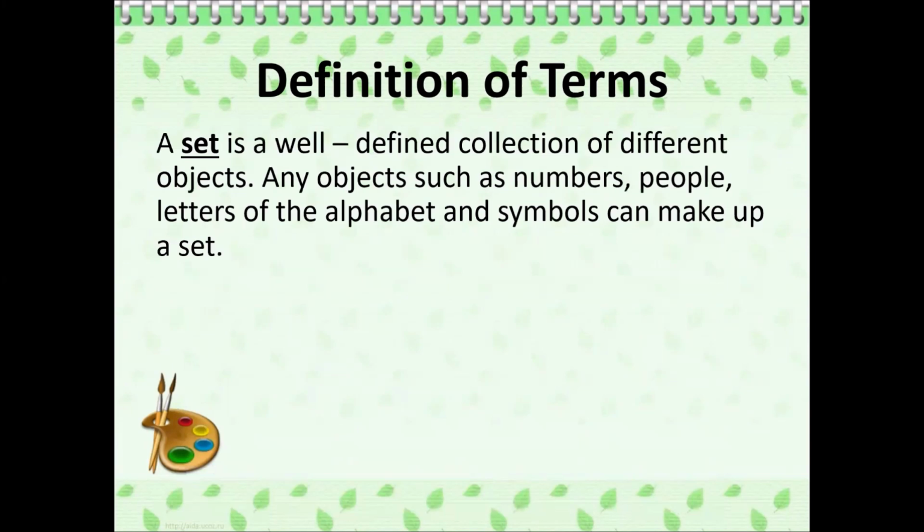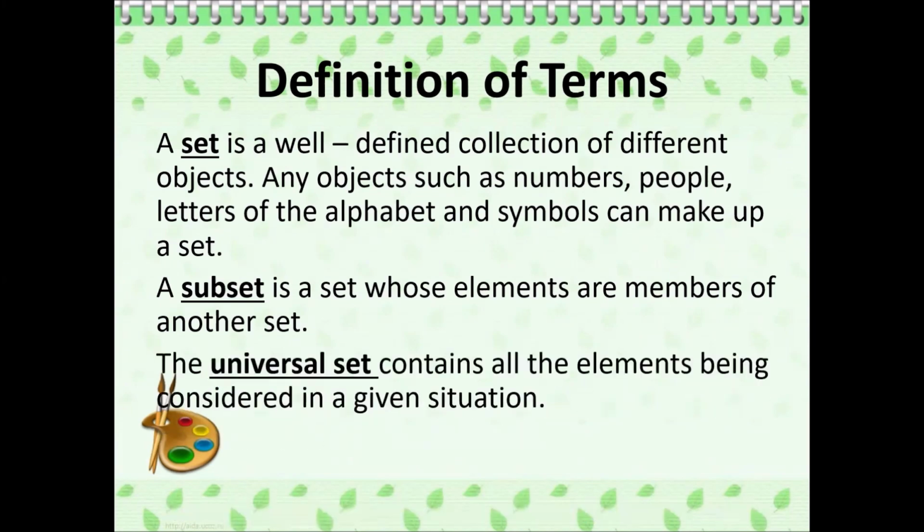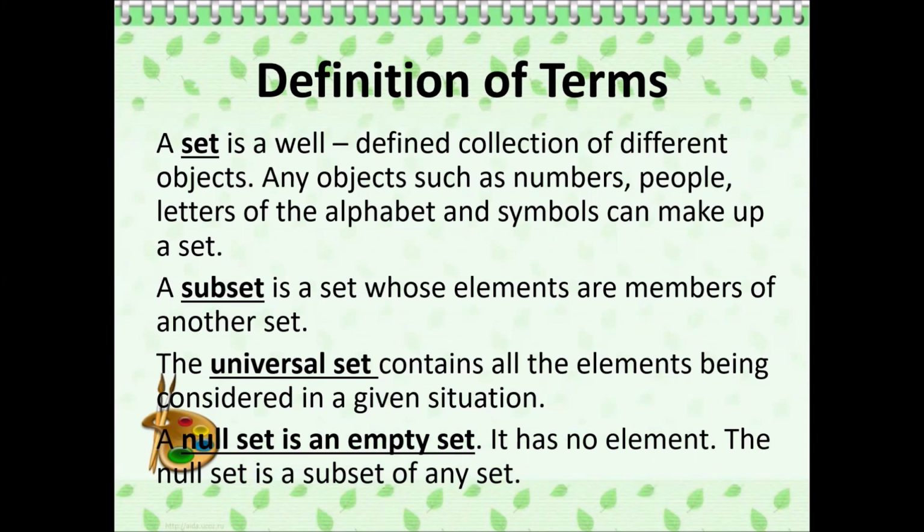Let us define again. The terms related to a set are the following. A set is a well-defined collection of different objects. Any objects such as numbers, people, letters of the alphabet, and symbols can make up a set. A subset is a set whose elements are members of another set. The universal set contains all the elements being considered in a given situation. A null set is an empty set. It has no element found in a given set. And the null set is a subset of any set.